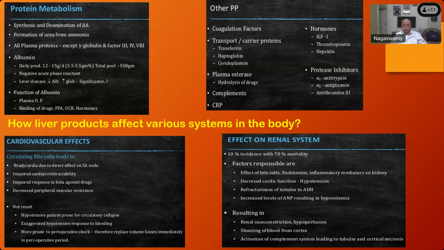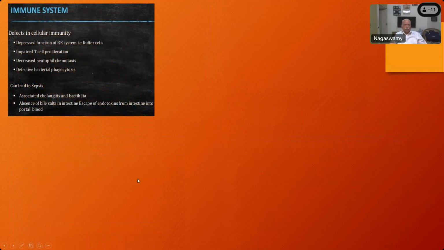And this results in renal vasoconstriction and hypoperfusion, shunting of blood from the cortex, and activation of the complement system leading to tubular and cortical necrosis. Now the immune system, how is it affected in liver disease? There is depressed function of the reticuloendothelial system, especially the Kupffer cells which we saw in the liver, which become inactive.